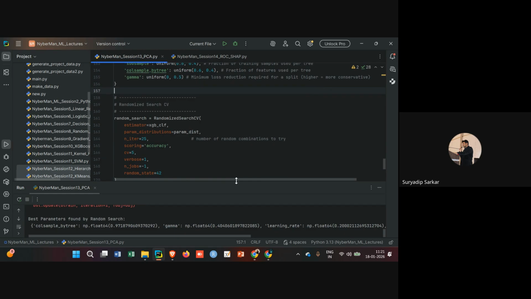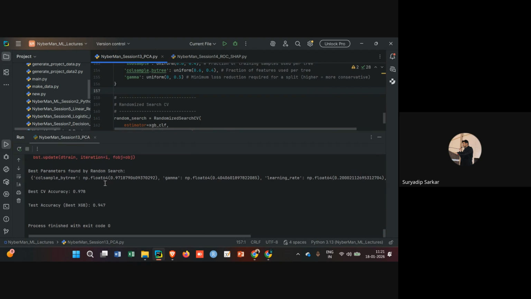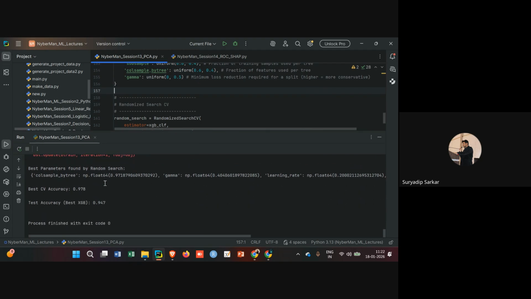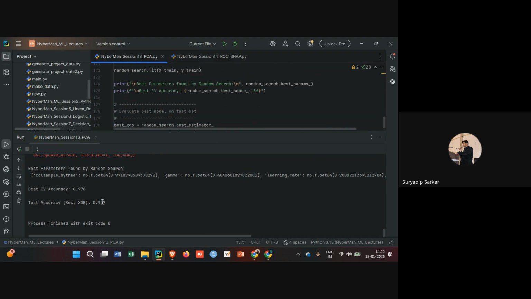Now, the good thing to notice here is that using only the first five principal components, which explain around 80-85% of the variance in our data, the cross validation accuracy during training that we got is 0.978, which is pretty high. Similarly, we got testing accuracy also pretty high, which is 0.947. So we are getting almost a 95% accurate model with only the first five principal components.